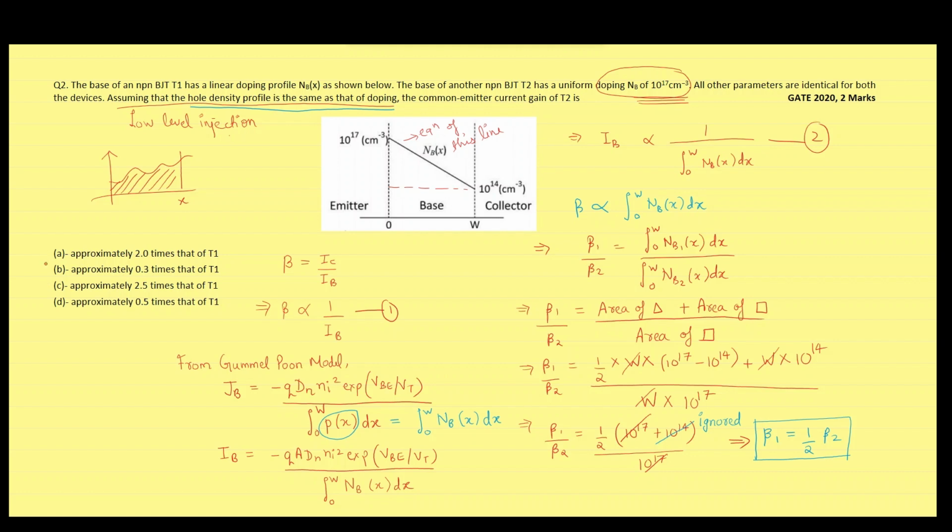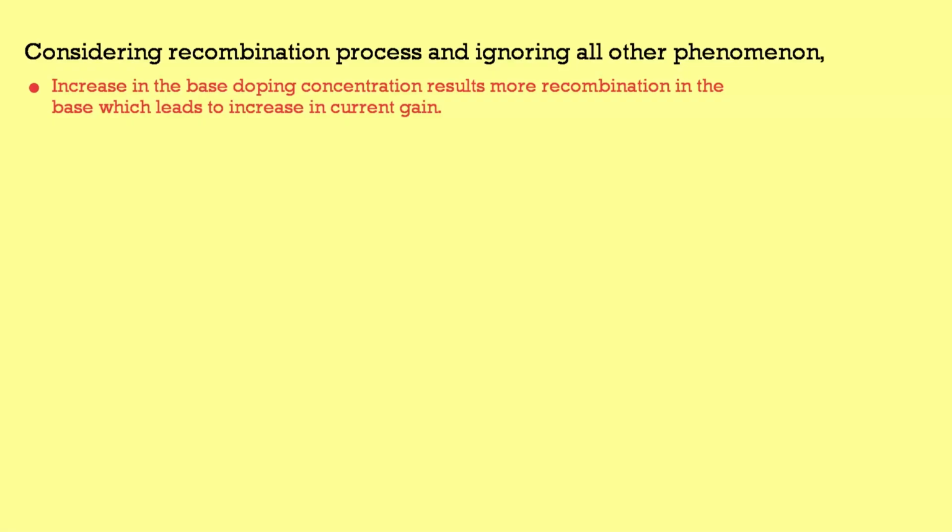Originally, GATE authorities published this answer, but this question was challenged by various candidates. In this subject, there is a big problem. In standard textbooks, many times statements are made considering only one topic while ignoring the other topics completely to avoid confusion. Similarly, if you consider only recombination process, then you may find the statement: increase in the base concentration results in more recombination in the base, which leads to decrease in current gain. But this statement cannot be easily converted into mathematical relation.